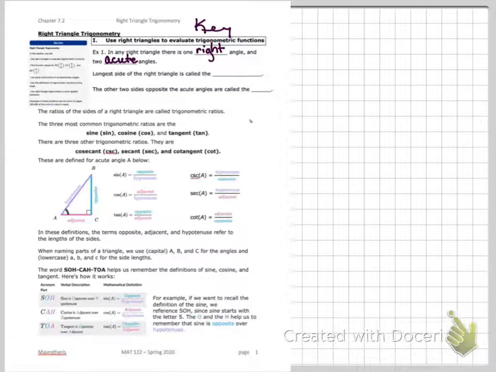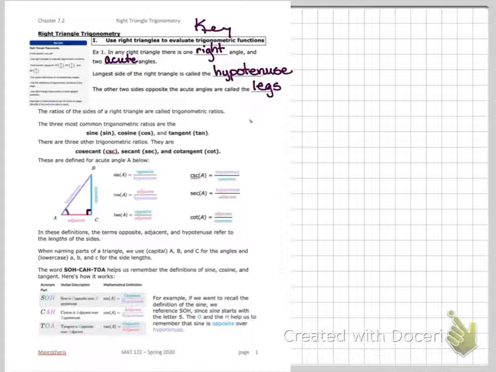So the longest side of the right triangle is called a hypotenuse. The longest side will always be across from the largest angle, so the hypotenuse is always across from our right angle. The other two sides opposite the acute angles are called legs. Okay, so notationally here, just in case you forgot, this little square here in the corner, that's what shows us that this is our right angle.